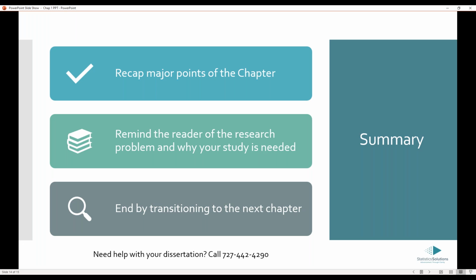Okay, and usually a summary at the end. And just like all summaries, you want to recap the major points of the chapter. Remind the reader of the research problem and why your study is needed. And you can end by transitioning to the next chapter, chapter 2, which is usually the lit review, and give a kind of preview of those sections if you want.